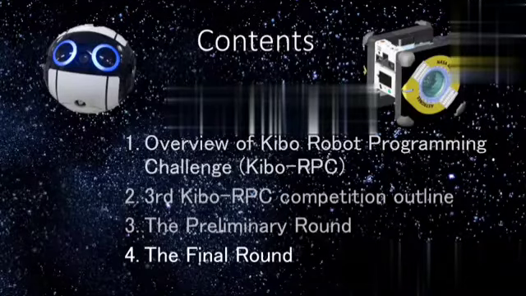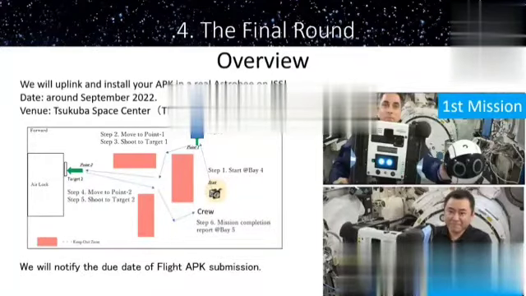Finally, let me talk about the final round. In the final round, we will uplink and install your APK in a real Astro B on ISS. The mission flow is described earlier today, and please keep in mind that actual robot's characteristics are not in the simulation, and the actual environment in ISS is quite different.